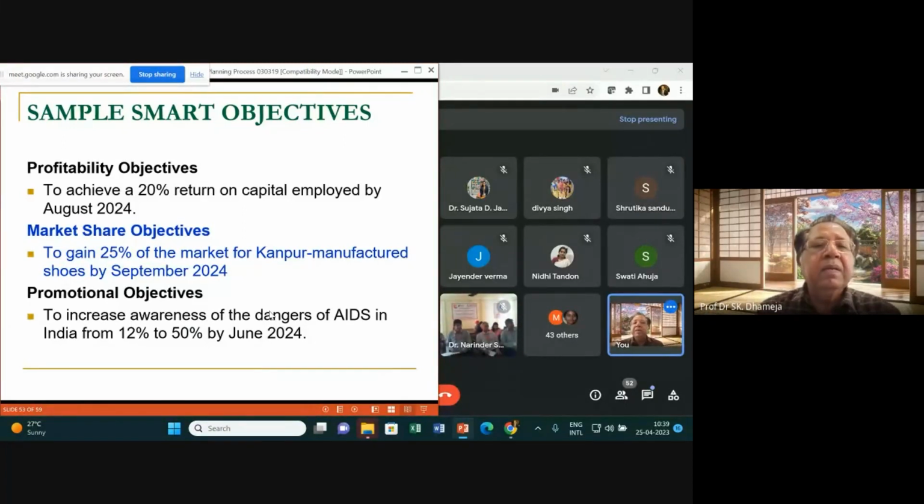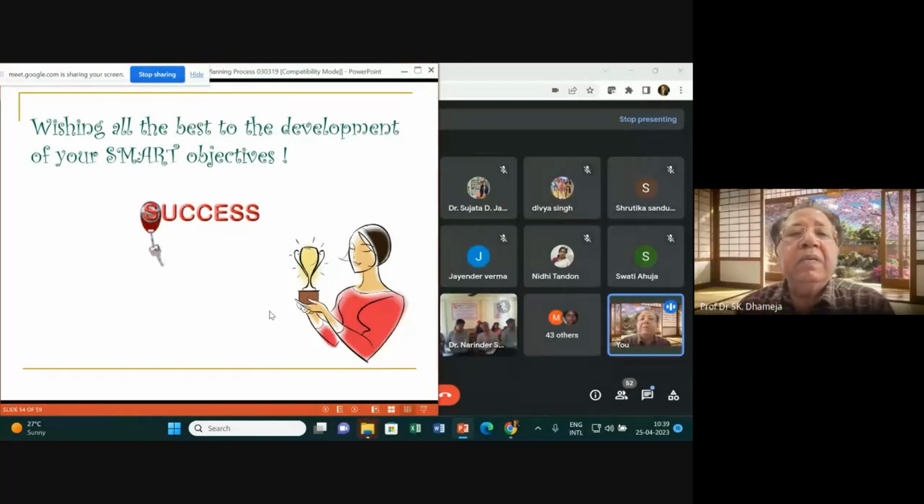Market share objectives, to gain 25% of the market for Kanpur manufactured shoes by September 2024. Promotion objectives, to increase the awareness of the dangers of AIDS in India from 12% to 50% by June 2024. So these are all specific and time bound. This way we do the objective setting exercise basically.